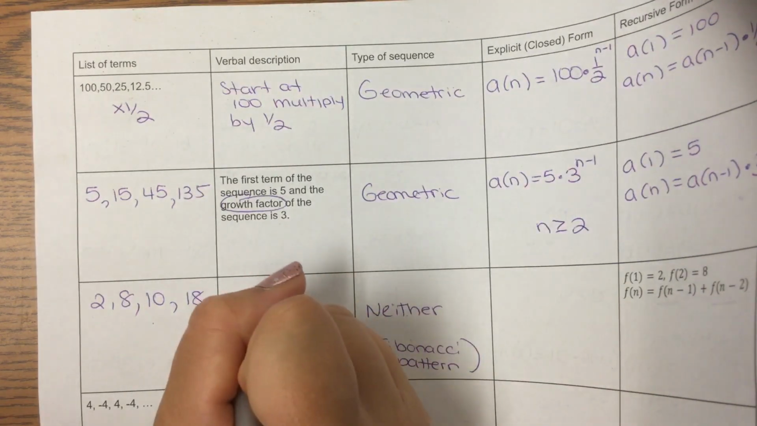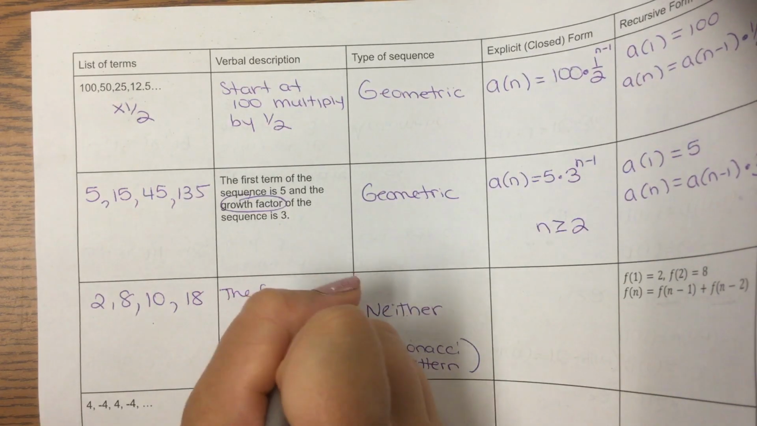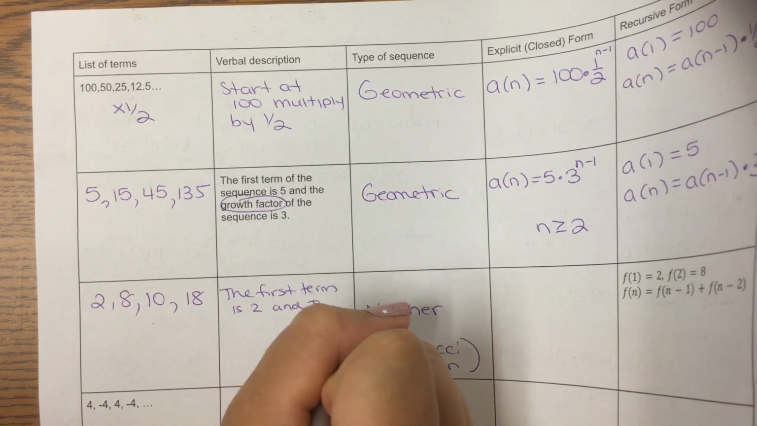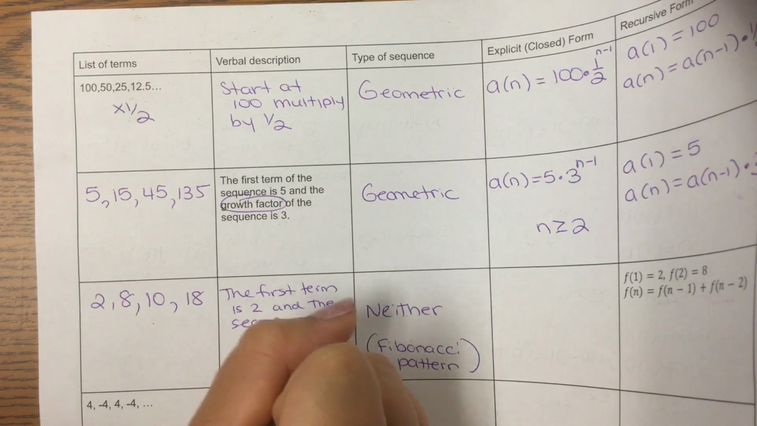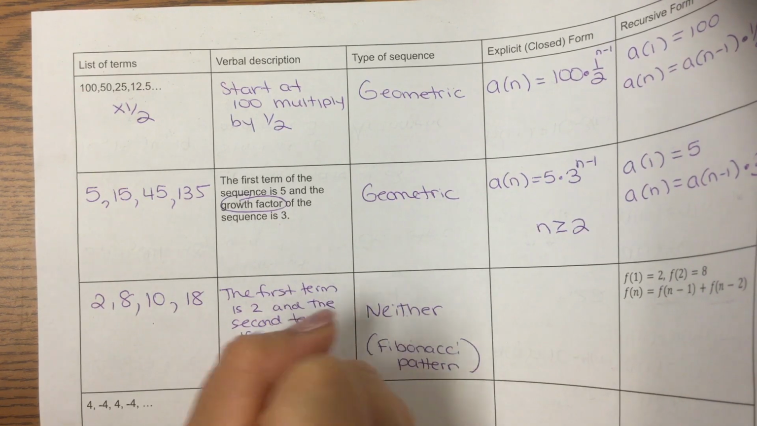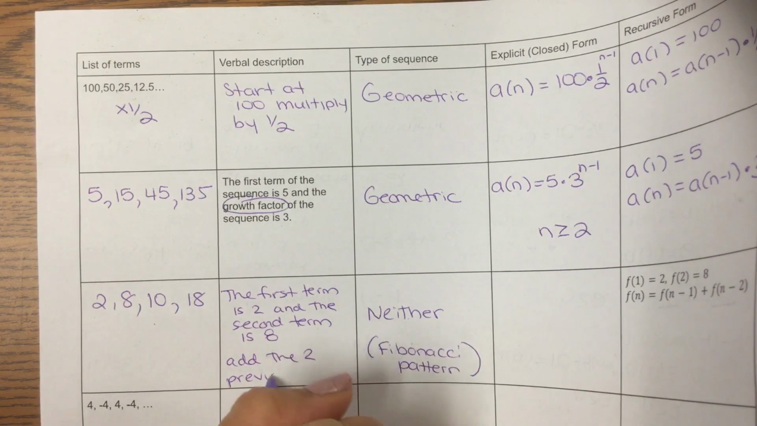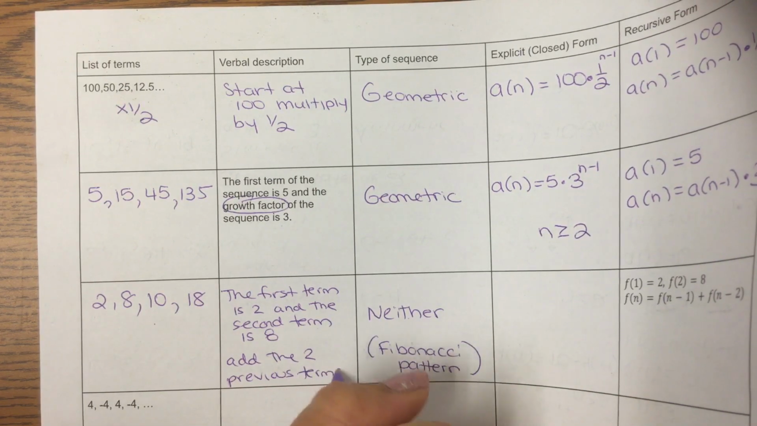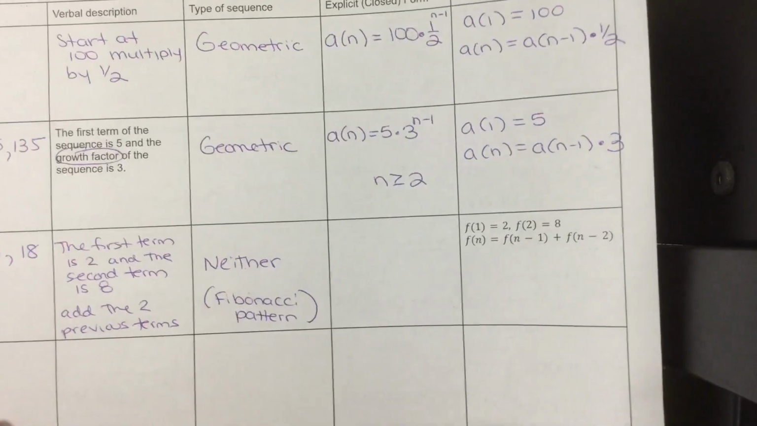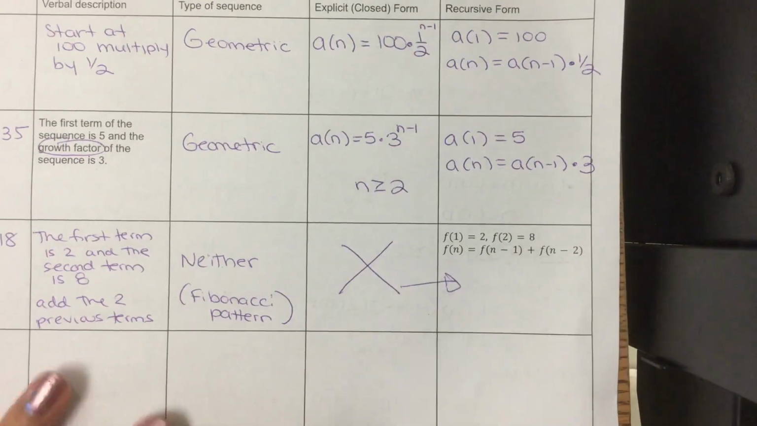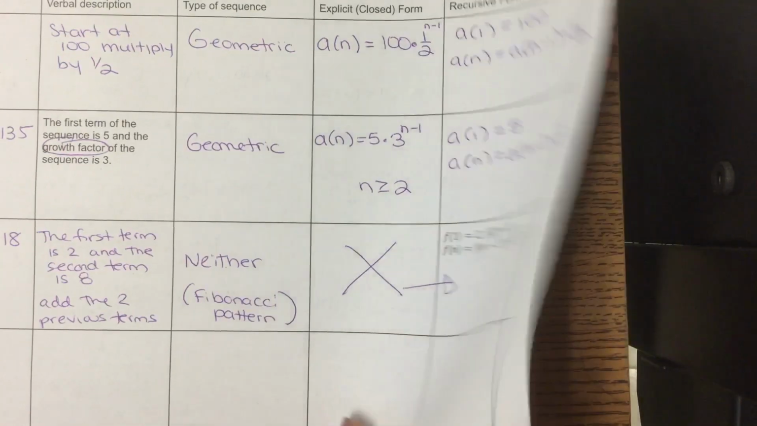So the first term is 2, and the second term is 8. Add the two previous terms. And there's no closed formula. It can only be represented recursively for Fibonacci.